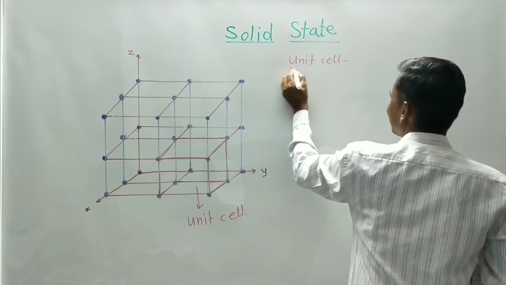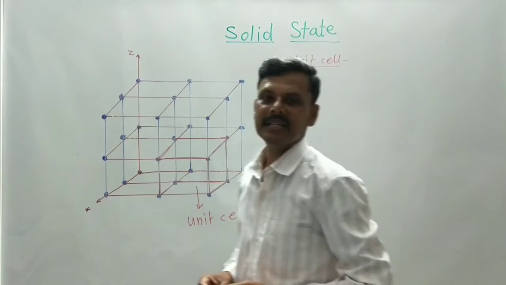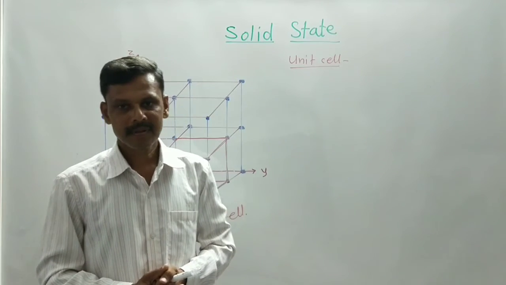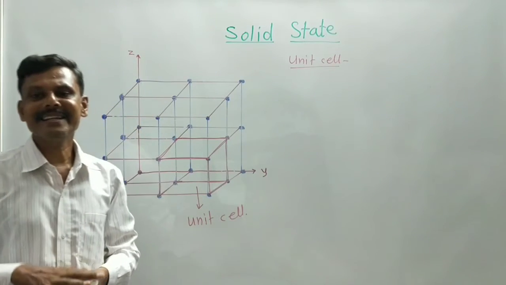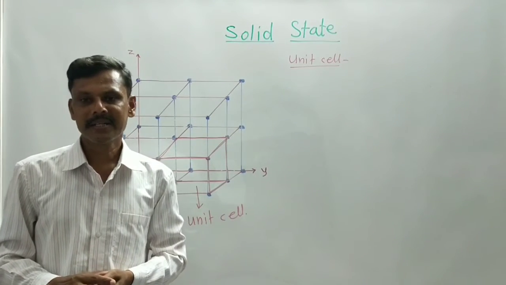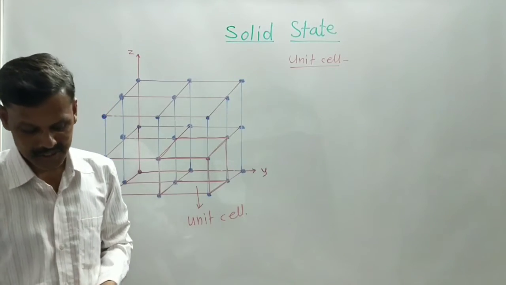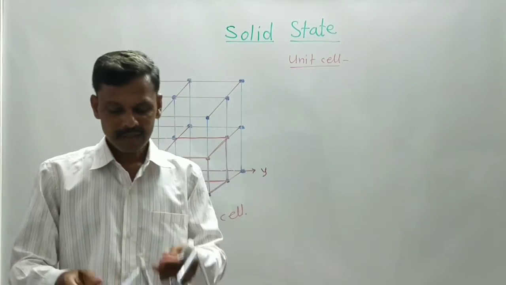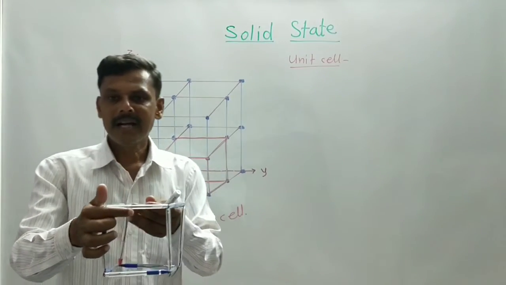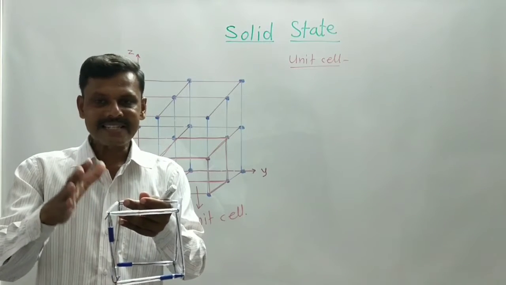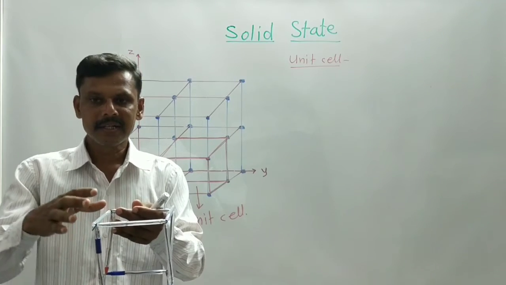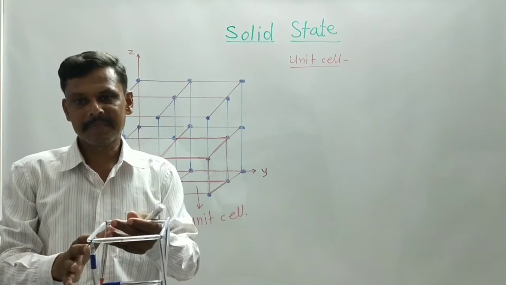So as already told, the unit cell is the smallest repeating unit of crystalline solid, and by stacking the unit cells together, we can generate a crystal. So for example, this is my unit cell, and by stacking so many unit cells together, we can form a crystal.